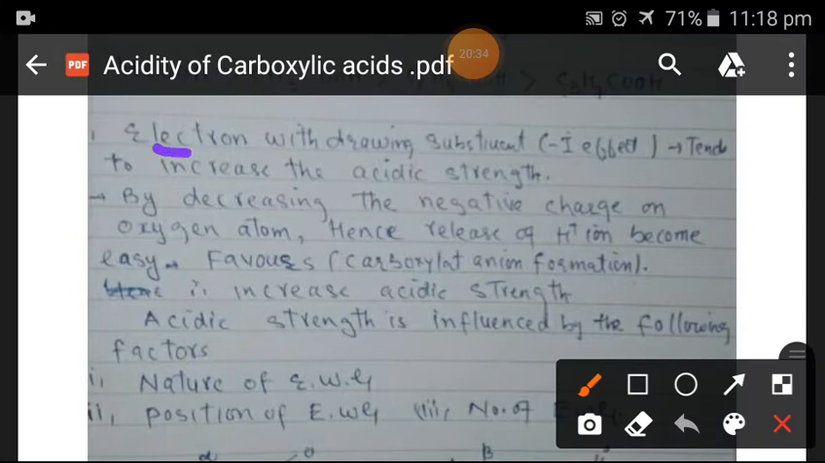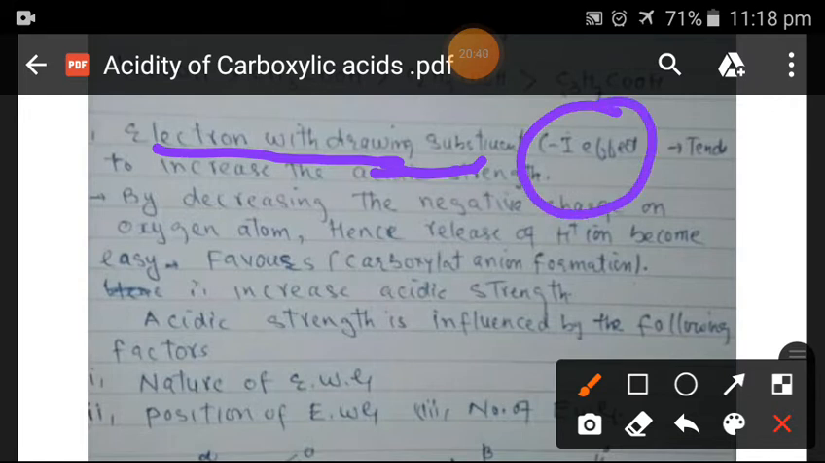Similarly, there are electron withdrawing groups, where the electron withdrawing substituent shows a minus I effect. They tend to decrease the electron density on this oxygen atom. For example, if there is some group X, which is an electron withdrawing group, it tends to withdraw the electron towards itself. They attract the electron pairs towards itself.